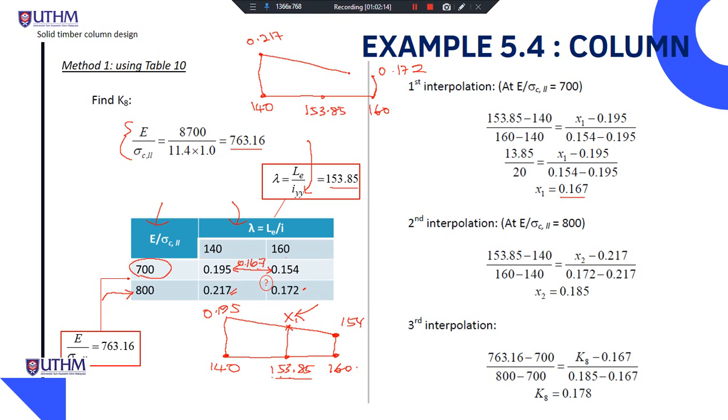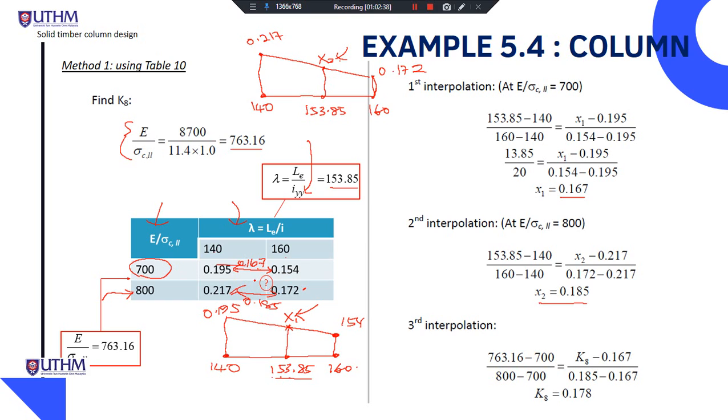Okay, draw the straight line. This is the straight line. Our X2 is at this point. So do the interpolation, do the calculation, then finally we get X2 equal to 0.185. Okay, so this is in this direction.